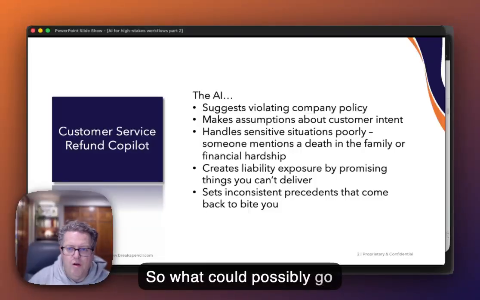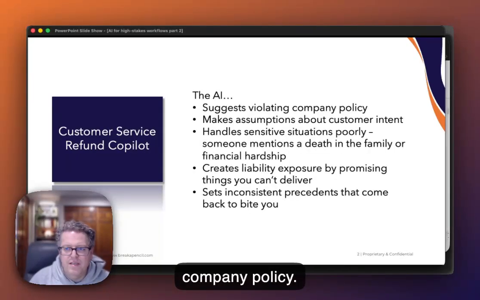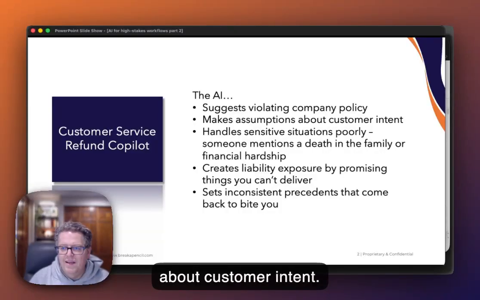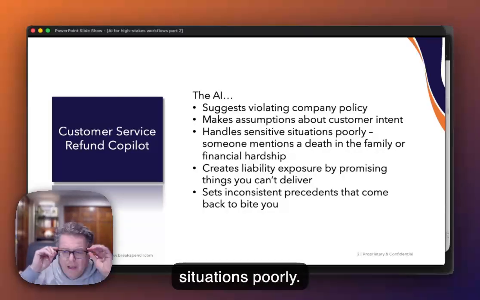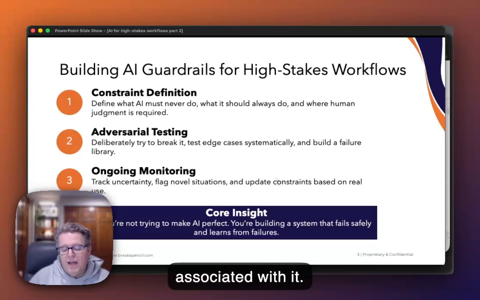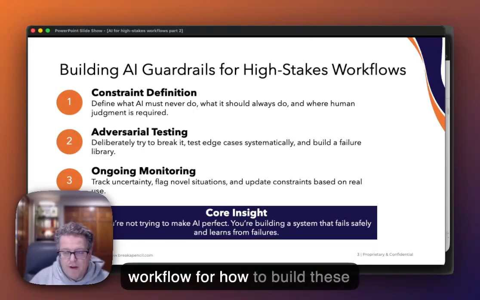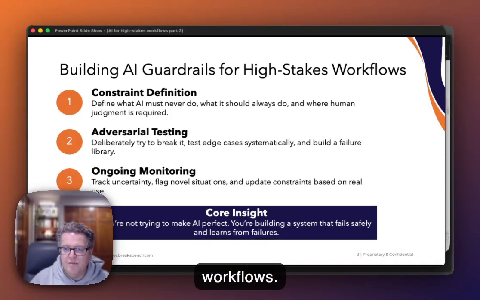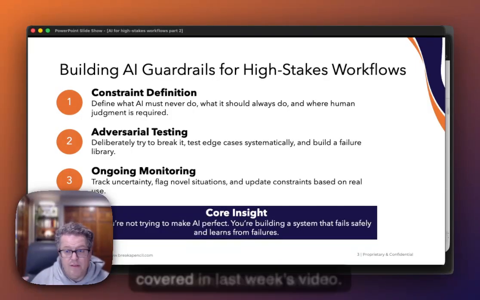So, what could possibly go wrong? Well, it could violate company policy, it could make assumptions about customer intent, it could handle sensitive situations poorly, it could create liability exposure, it could set inconsistent precedents. And I introduced this three-layer workflow for how to build these guardrails for high-stakes workflows. The first was constraint definition, which is what I covered in last week's video.